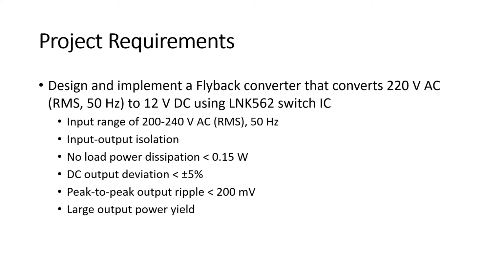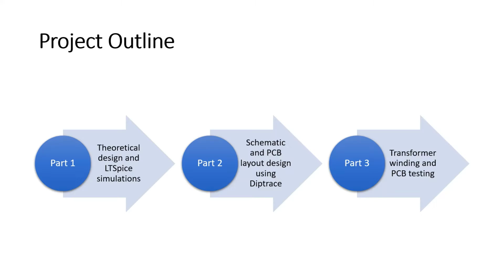The project requirements are explained in detail below. As I mentioned before, we are asked to design and implement a flyback converter that converts line voltage to 12 volt DC using the switching IC LNK562. The project is divided into three parts.